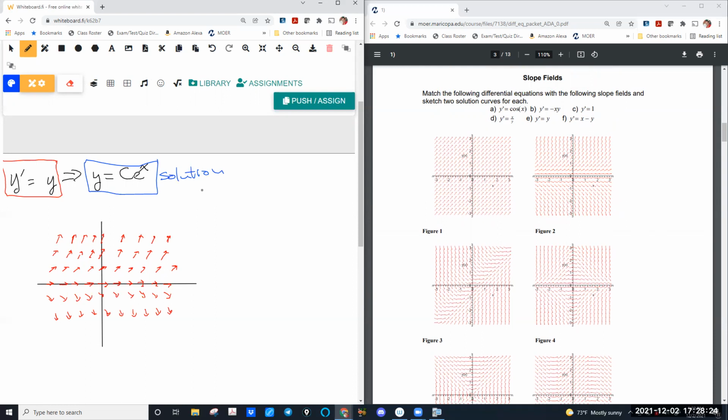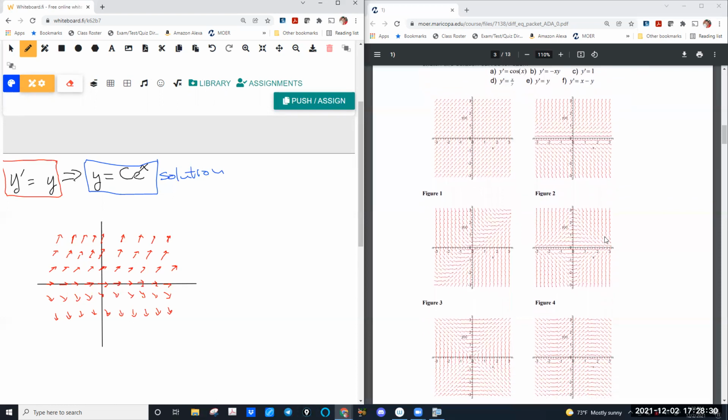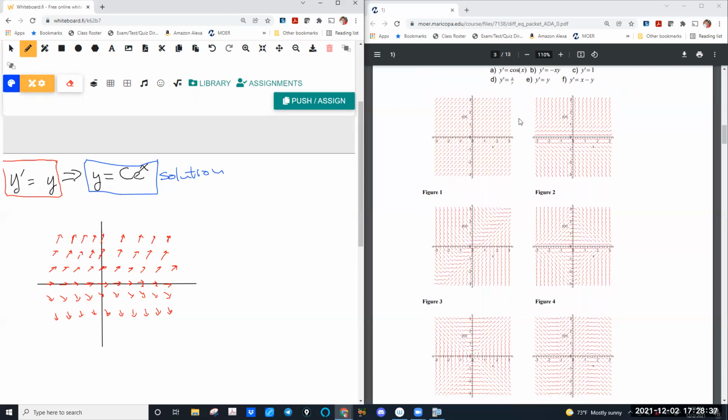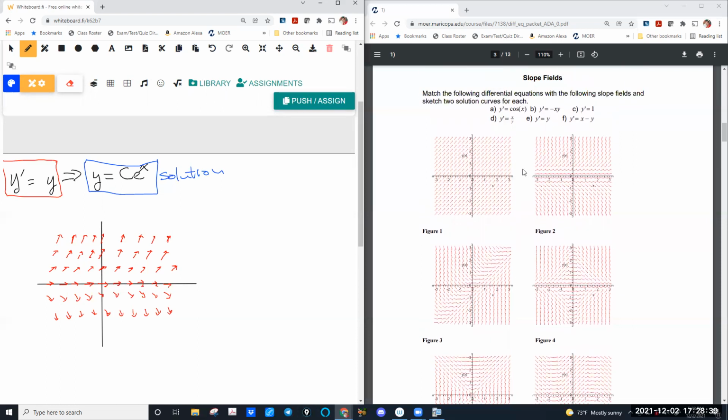Now let's talk about the solution, because this is actually, you know what? Let's not talk about the solution yet. Here's what I want you guys to do. We already know that figure 2 goes to E. What I want you guys to do is see if you can match the other 5.